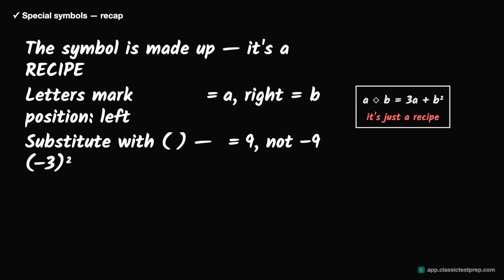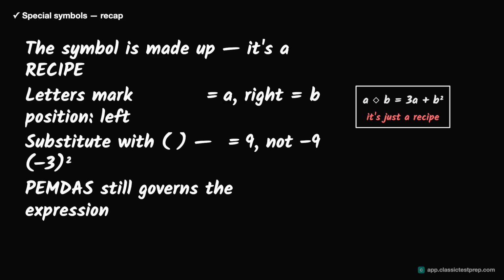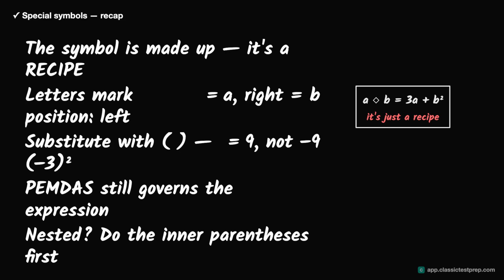So negative 3 being plugged in for an x squared should be negative 3 in parentheses squared, which would result in 9, not negative 9. PEMDAS still governs the expression. So once we substitute the numbers in for the variables, then we follow PEMDAS. And if you ever see a nested operation, do the operation in the parentheses first. Then write the answer for the expression in parentheses down, and that will become the value that you plugged in to the second step of the nested operation.